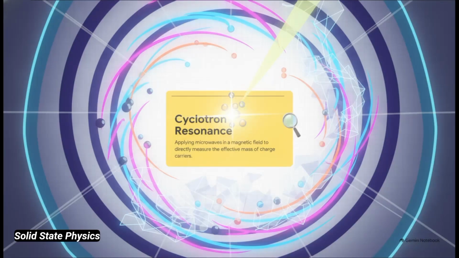So how on earth do we measure how heavy these electrons act inside the crystal? We use cyclotron resonance. By spinning these charge carriers in a static magnetic field and hitting them with microwaves, experimentalists find a resonant frequency. This allows them to directly measure the effective mass of the electrons. And here's the wild part. Because the crystal lattice is constantly pulling and pushing on them, an electron's mass actually appears to change depending on which direction it travels through the solid.